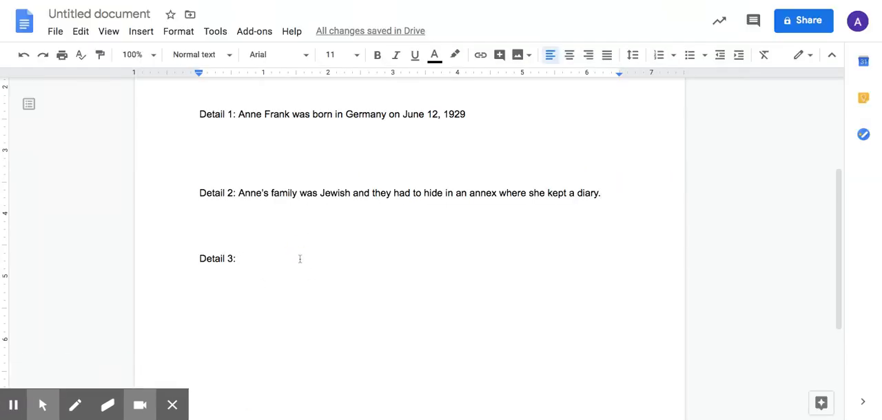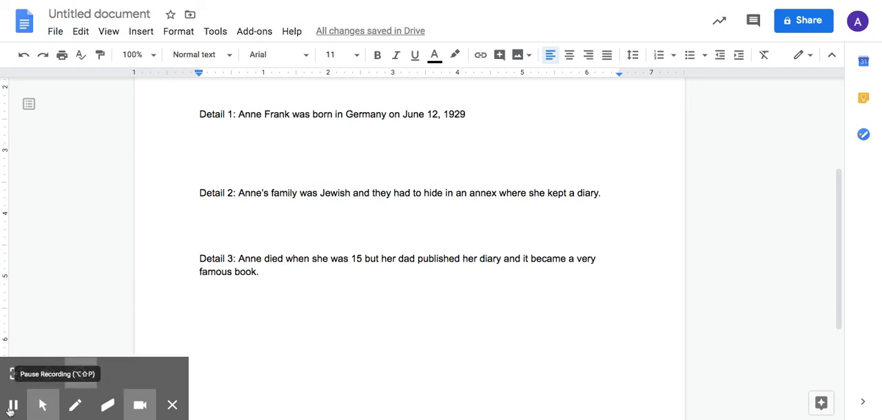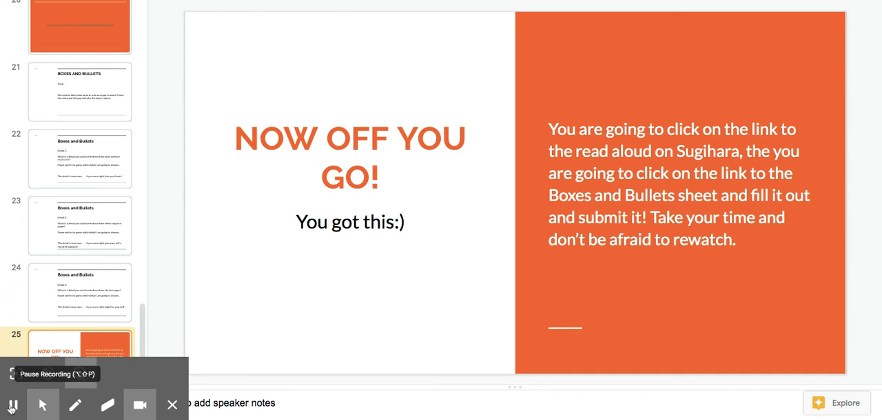So I'm going to write in here, Anne died when she was 15, but her dad published her diary, and it became a very famous book. Now, it didn't say it became a very famous book, so if you want to be more specific, you can do that. But I connected the dots when it said that people from all over the world had read it, and it taught them more about the time. Okay, so now off you go.